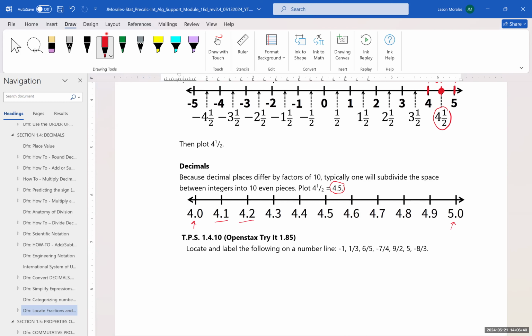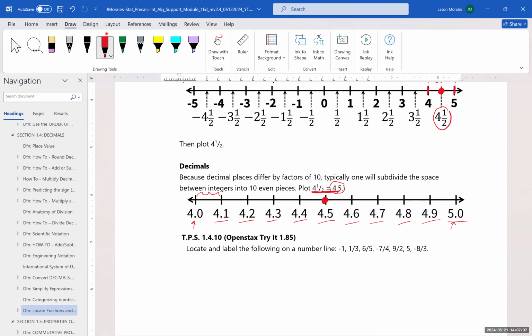So we've got 4.1, 4.2, 4.3, 4.4, 4.5, 4.6, 4.7, 4.8, 4.9, and then 5. Each of these is equally spaced with a distance of 0.1 between each one. And to plot 4.5, we know exactly where that point should be.